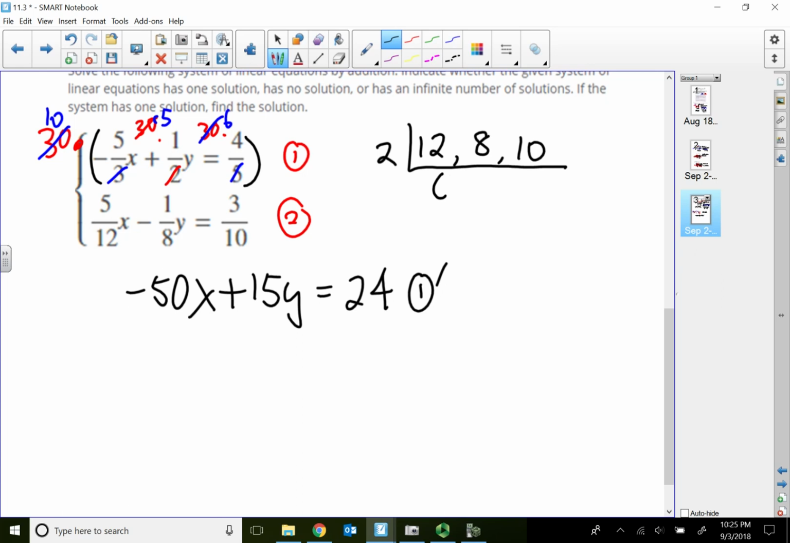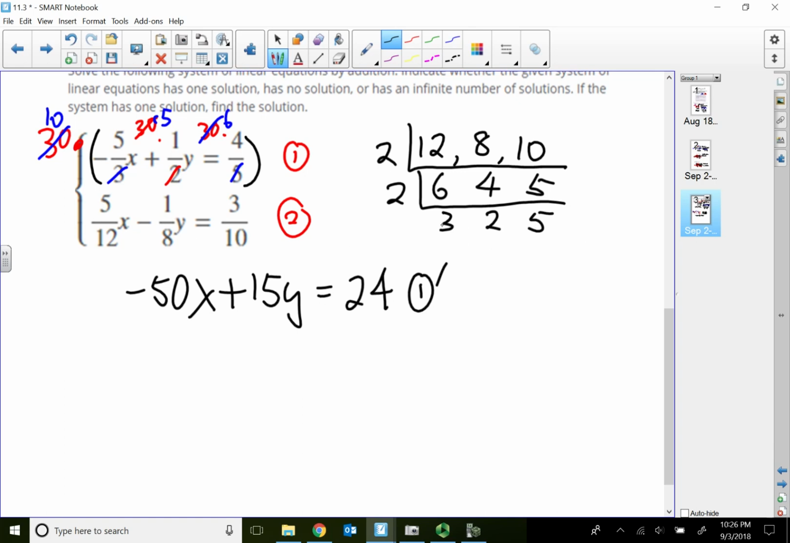2 goes into 12 6 times, 2 goes into 8 4 times, 2 goes into 10 5 times. Now I'm looking at 6, 4, 5. Think of a number on the outside that can go into all three of these, other than 1. No, can't find one. So let's find a number that can go into any two of these. I know 2 can go into 6 and 4, so I will use 2. 2 goes into 6 3 times, 2 goes into 4 2 times. 2 cannot go into 5, so bring it down to 5.